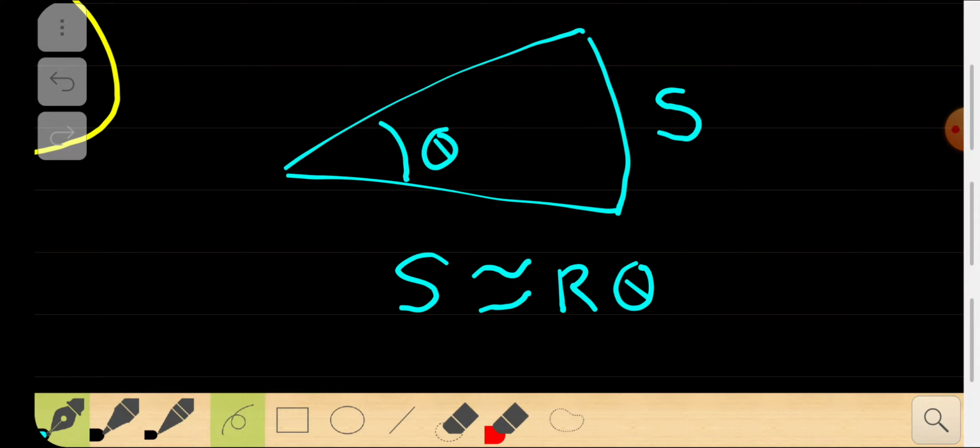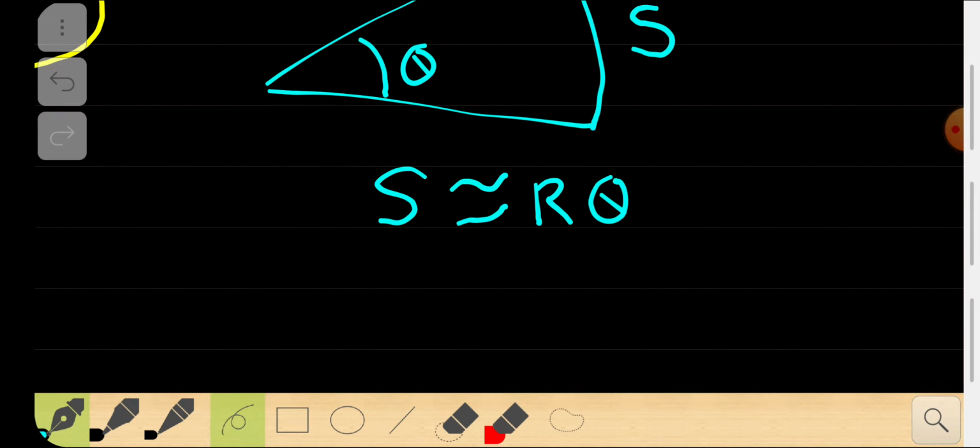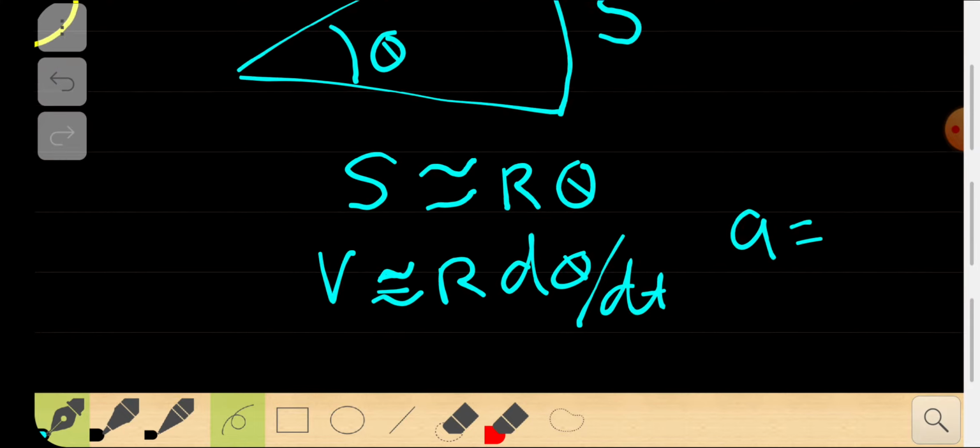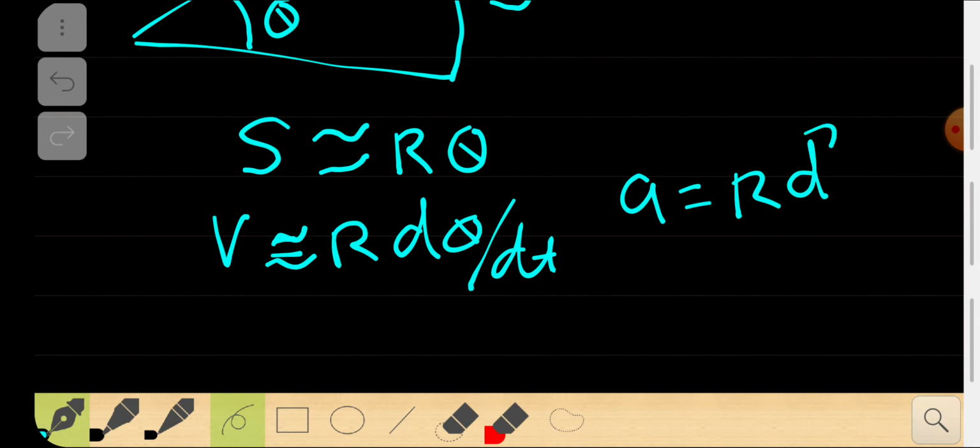So this approximation I did, the small angle approximation and linear approximation, in the earlier lectures, and from that you can say s is equal to r theta. So ds by dt, which is the velocity, will be approximately equal to r times d theta by dt, and the acceleration will be r times d square theta by dt square, right?